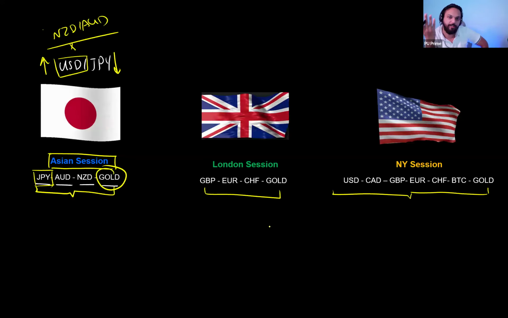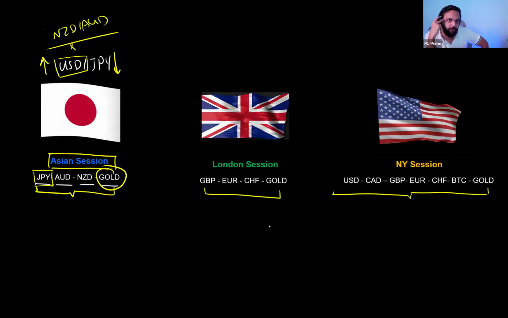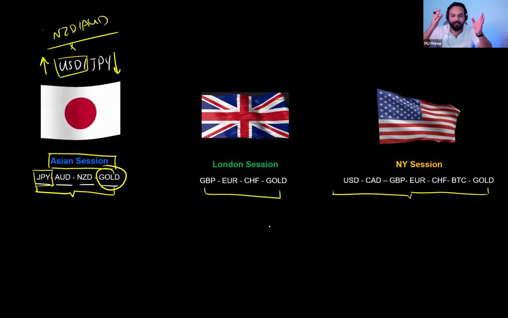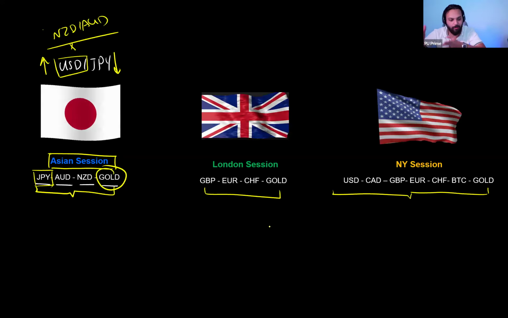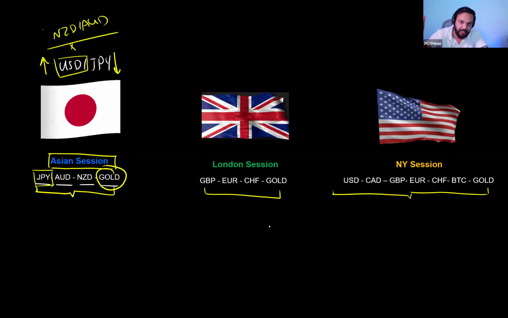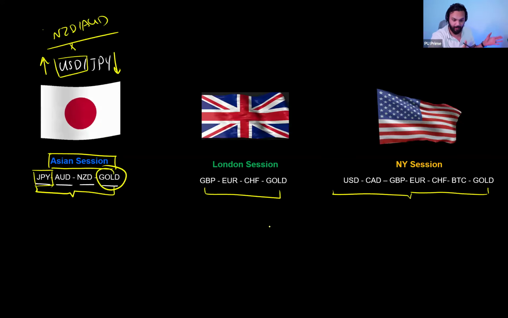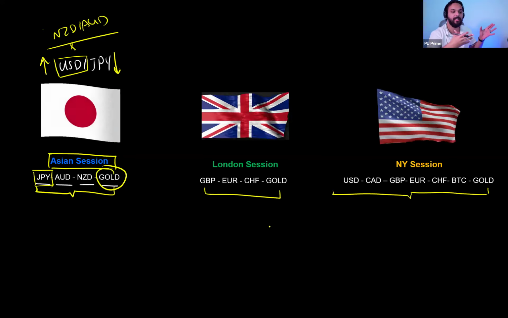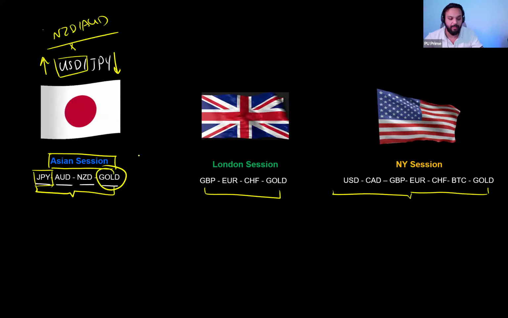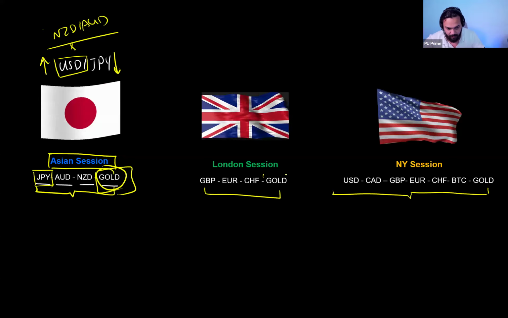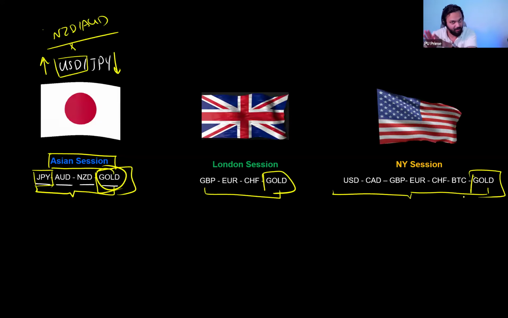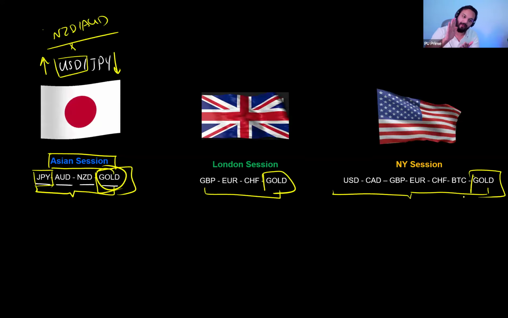Why do all of the traders trade gold? Why does gold become so very popular in the market? Because in all the sessions, gold has volume. But for the currency pairs, they wait for a specific timing. Even for gold, there are specific timings where you should look at it.